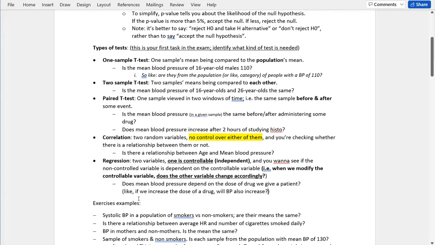It's sort of like, is there a relationship, like an inverse relationship, or are they, for example, directly proportional to each other or not? That's the sort of thing I meant.